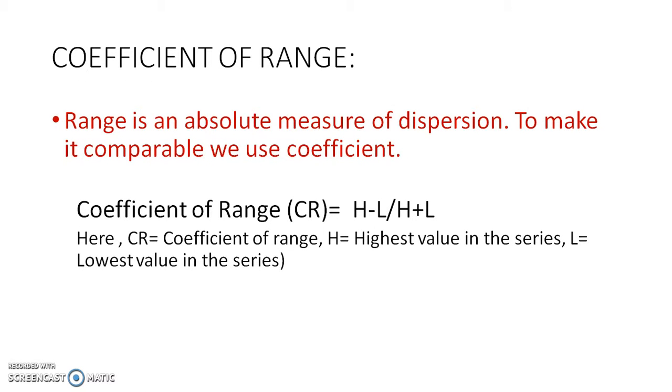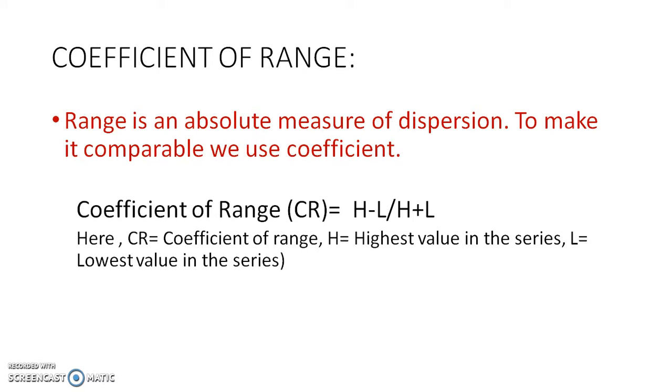Now, coefficient of range, a relative value. Range is an absolute measure of dispersion. To make it comparable, we use the coefficient. Coefficient of range is highest minus lowest upon highest plus lowest. Means it is the ratio between the difference between the highest and lowest values of the series and the sum of the highest and lowest values of the series. So the formula will be like this.